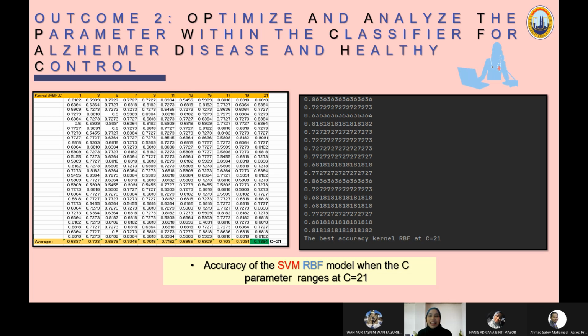SVM creates various accuracy results since the C parameter varies depending on the kernel. The maximum expected accuracy of the RBF model for Alzheimer's and healthy control classification was achieved by the C parameter at C21 with the value of 0.394, due to the large number of accuracy values compared to the other C parameters and the other machine learning models. Each time the model performs, the accuracy for each C parameter measure will be slightly altered based on the way the data is split. 0.3 is equivalent to 30% test.